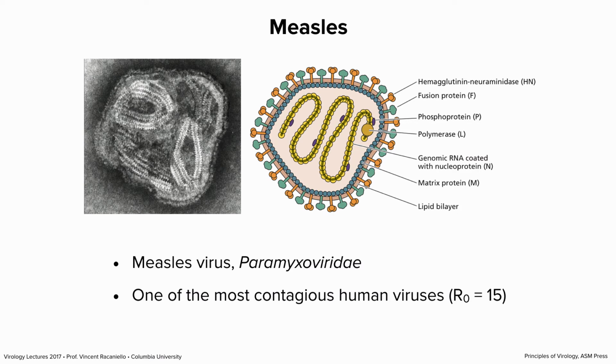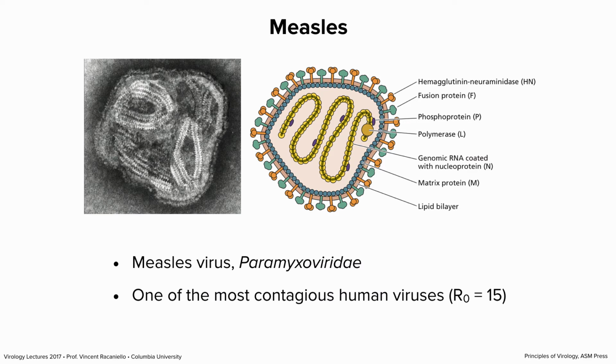And this is a different virus structurally. It's an envelope virus with a negative strand genome. And it's in the family Paramyxoviridae, one of the most contagious human viruses. The R0, this is a parameter we'll talk about a bit later. The R0 is basically how many people you can infect if you're infected with a virus. On average, how many other people will you infect? So with measles, the number is very high, 15, and very contagious.